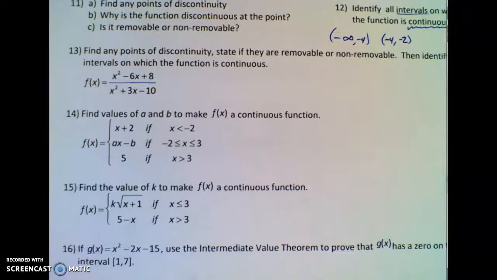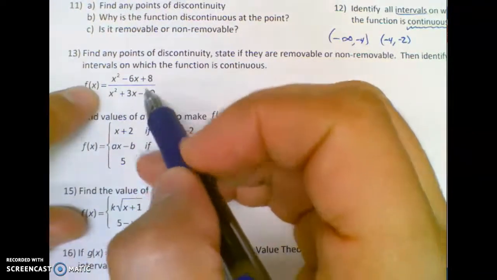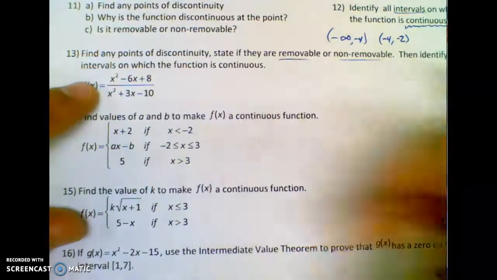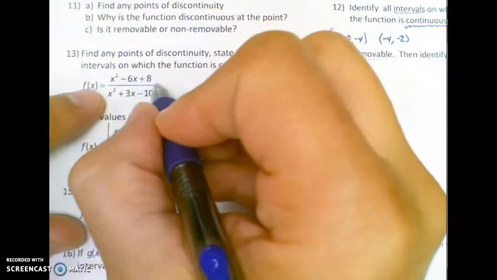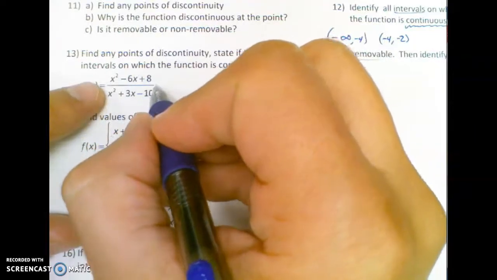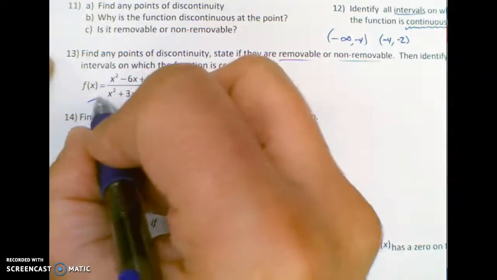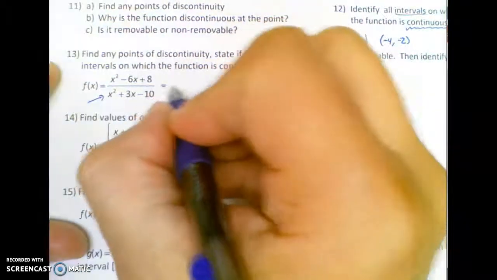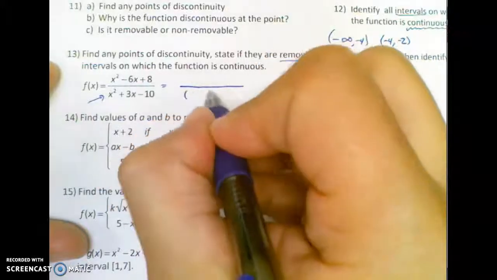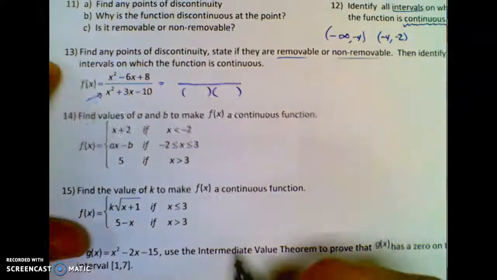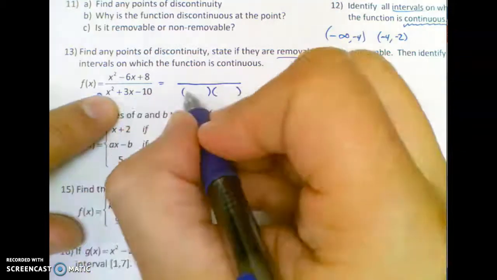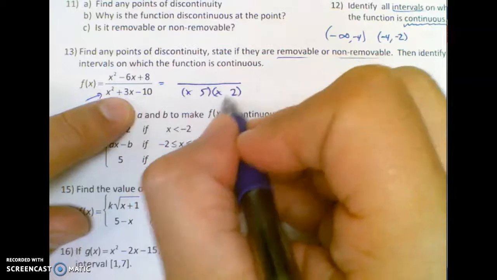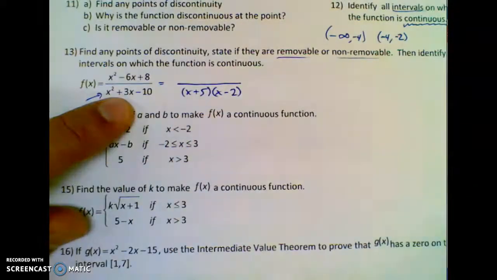All right, so here we come to this, and I'm supposed to find any points of discontinuity, say if they're removable or non-removable. We were just kind of doing that in class the other day. I want to factor because what I care about is discontinuities happen when the bottom of a fraction equals 0. Well, I can't tell when the bottom of this fraction equals 0 until I factor it. So what multiplies to make negative 10 and adds to be 3? We got a 5 and a 2. Just got to make sure the plus goes with the 5 and the minus goes with the 2.